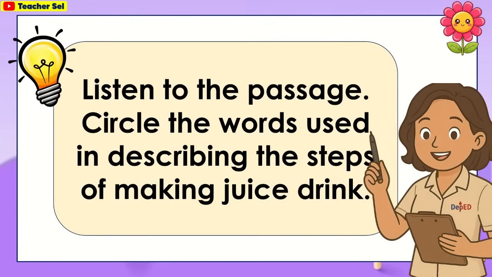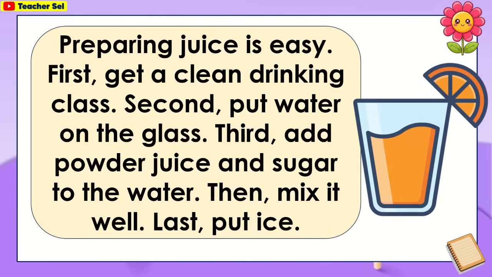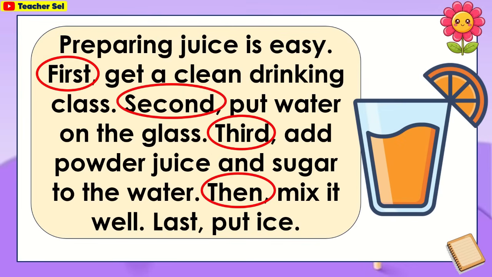Listen to the passage. Circle the words used in describing the steps of making juice drink. Preparing juice is easy. First, get a clean drinking glass. Second, put water on the glass. Third, add powder juice and sugar to the water. Then, mix it well. Last, put ice. First, second, third, and then. Last.